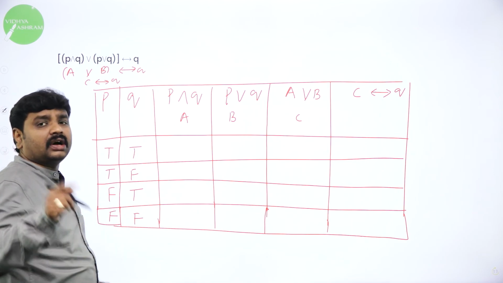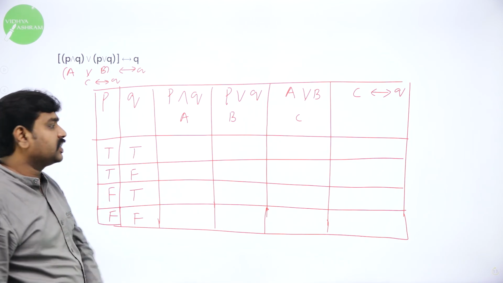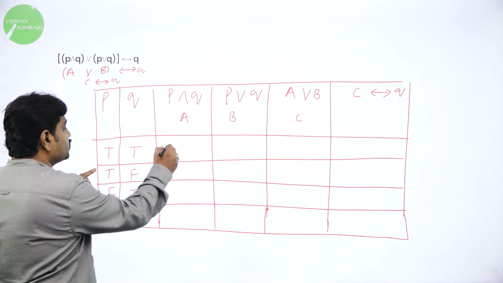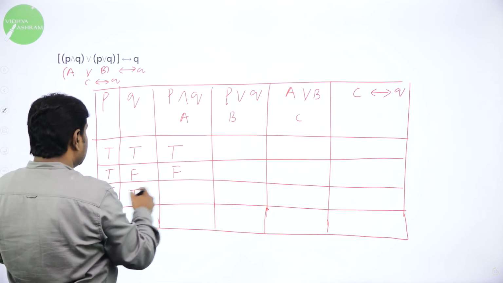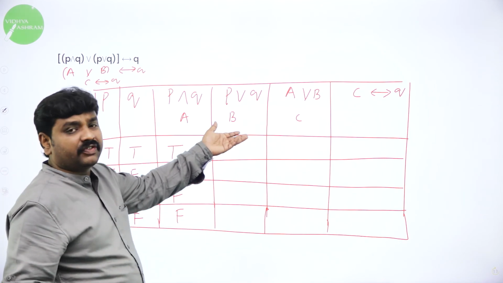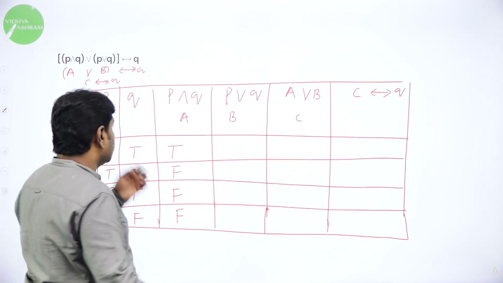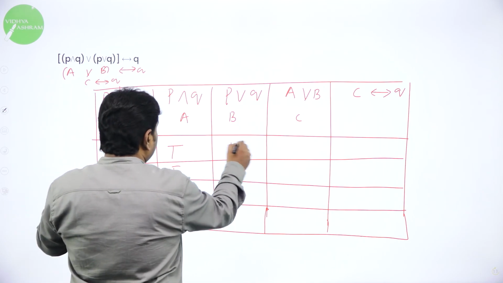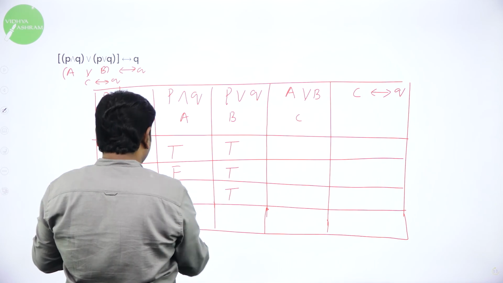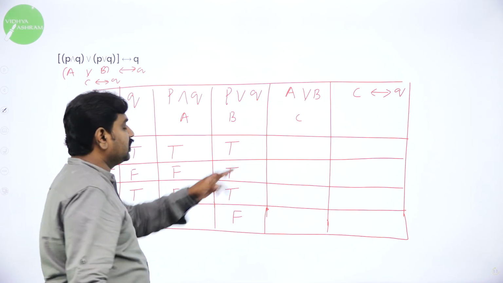Now AND, what is the logic for AND? If any one statement is false, the result is false. Both are true, so the result is true. One is false, so false. One is false, so false. Both are false, so false. And what is the logic of OR? If any one statement is true, the result is true. See P or Q: true or true is true, true or false is true, false or true is also true, false or false becomes false.